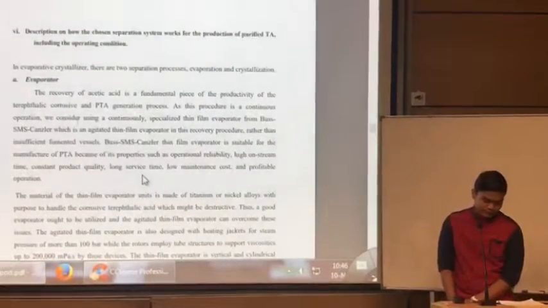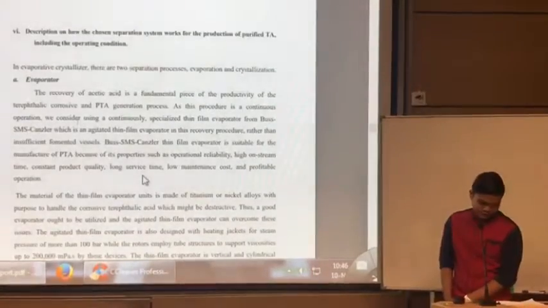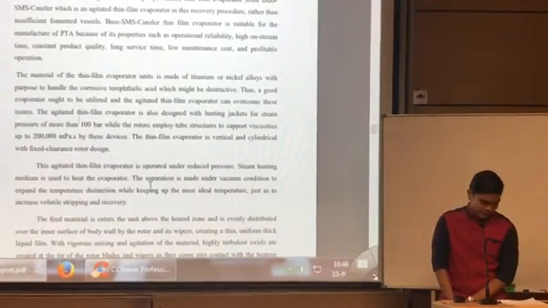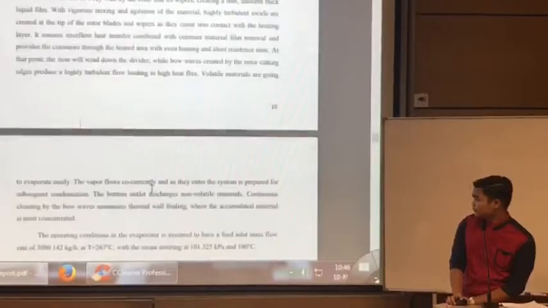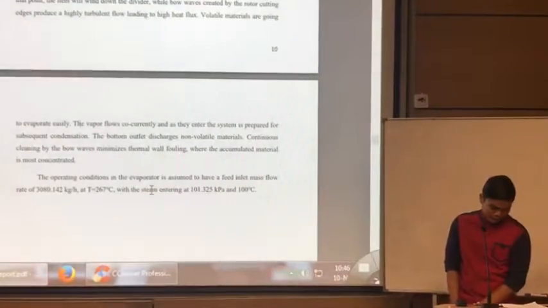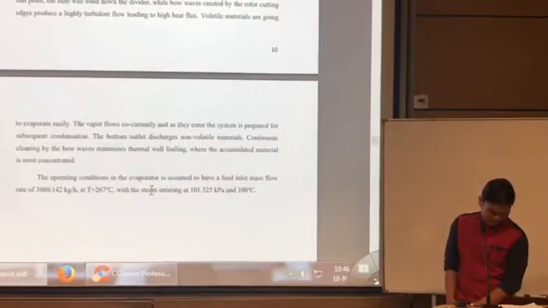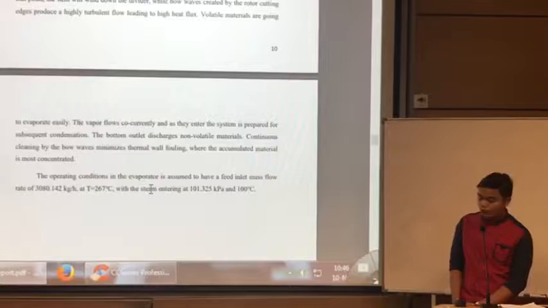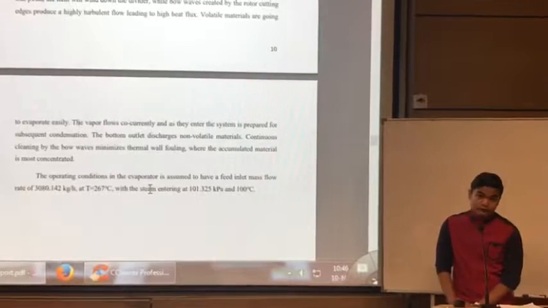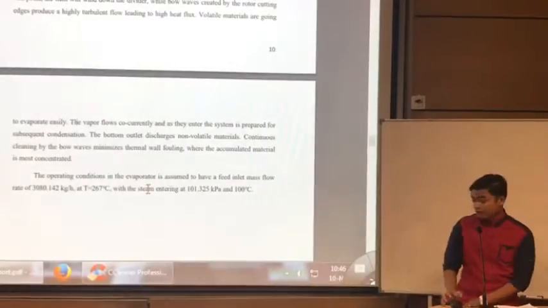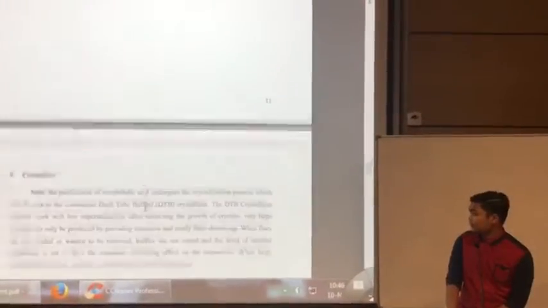Steam heating medium is used to heat the evaporator. The separation is also made in vacuum condition to narrow the temperature distribution. So after a few calculations, the operating condition for the evaporator part for the feed is 3080 kg per hour. The temperature is 267 degrees Celsius, while the steam that provides heat for the evaporating is 100 degrees Celsius and 1 atm.